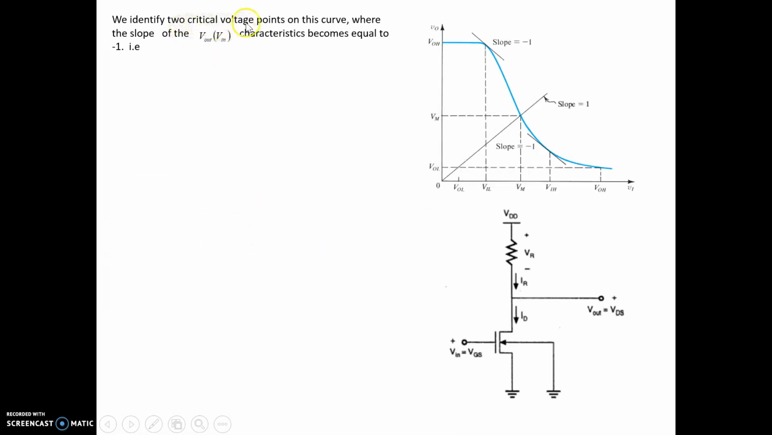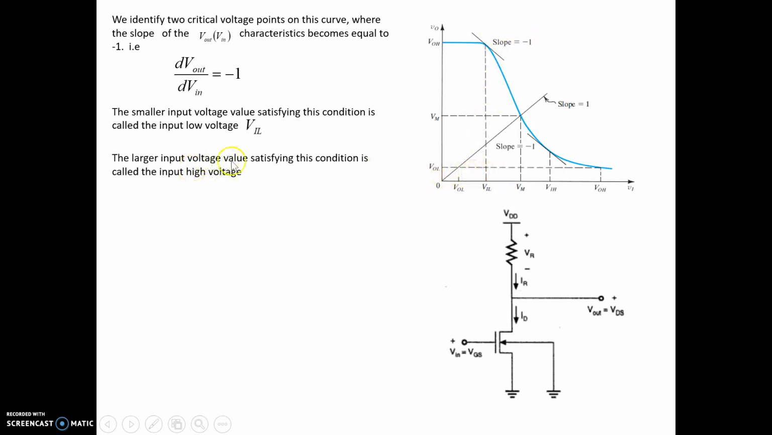We identify two critical points on this curve where the slope of the voltage transfer characteristics equals -1. One is this and another is this. The smaller input voltage value satisfying the slope equal to -1 is assumed as VIL. The other, larger input voltage satisfying this condition, slope equal to -1, is assumed as VIH.